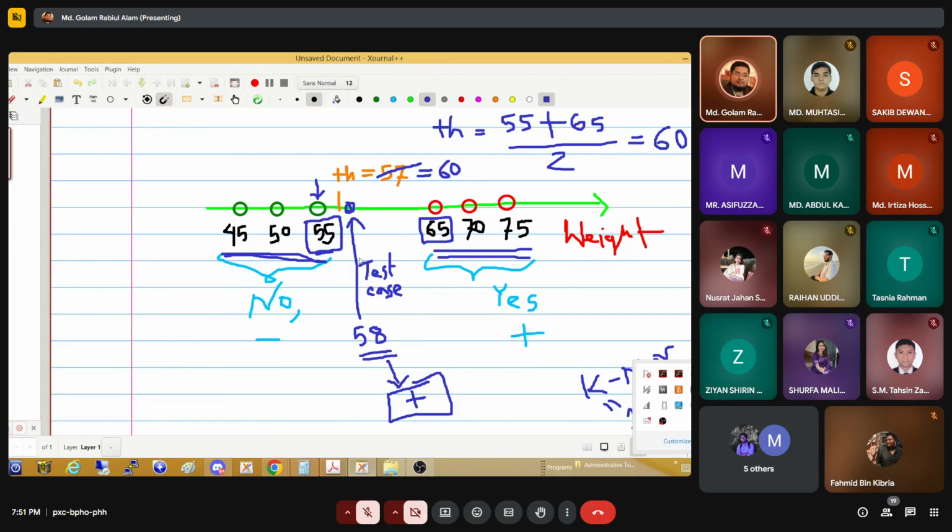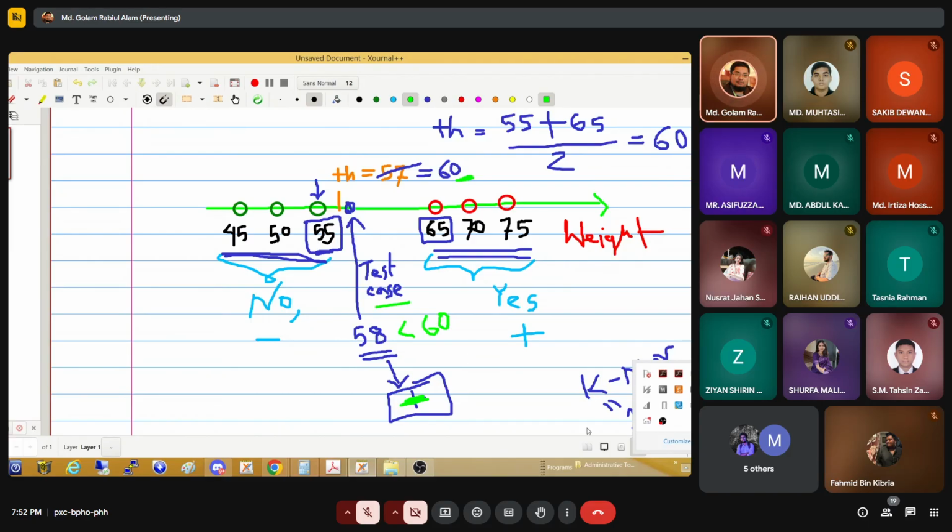So now consider the previous test case again. This is our test case, the individual with weight 58 kilogram, and based on this threshold of 60, 58 is less than 60. So we can say that this person has no obesity, so it will return negative. Again, we want the explanation of why this person has no obesity.